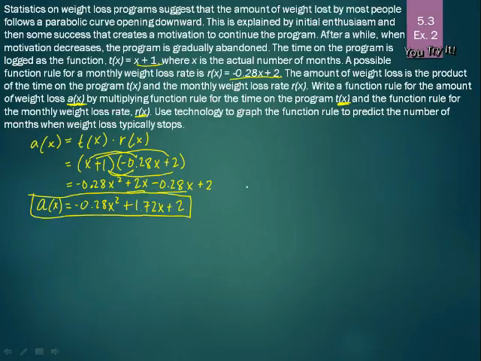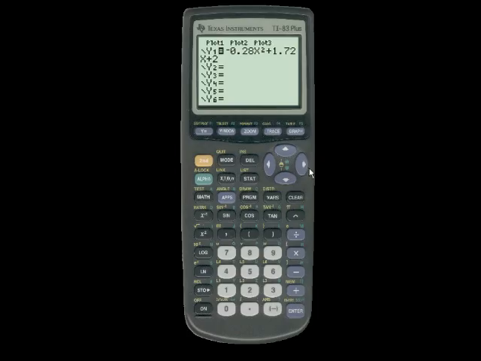Now we need to use the function rule to predict the number of months when weight loss typically stops. So let's use our calculator for that. I've already typed in our function here: -2800x squared plus 1 and 7200x plus 2. And now we can look at our graph.